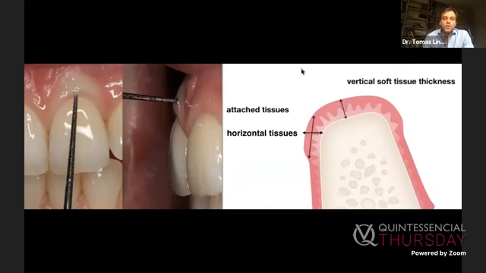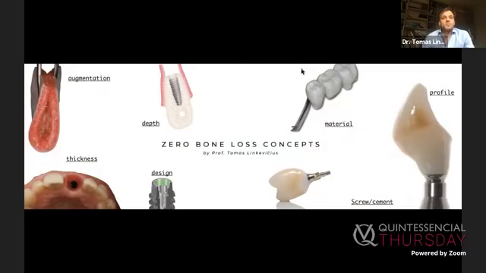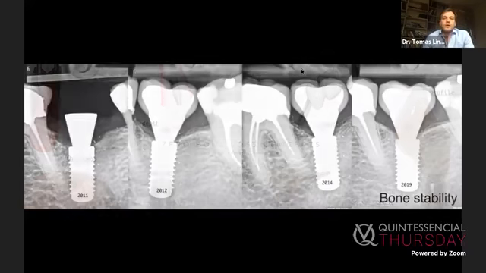Vertical tissue thickness is similar to attached tissues because they both have a vertical component, but it's not the same. And horizontal tissue thickness is different, of course, and more important, I think, in the anterior region compared to the posterior region. This brings me to the title of the book and to all my philosophy, which I've been talking about for 10 years: that the ultimate goal is to have stable bone.